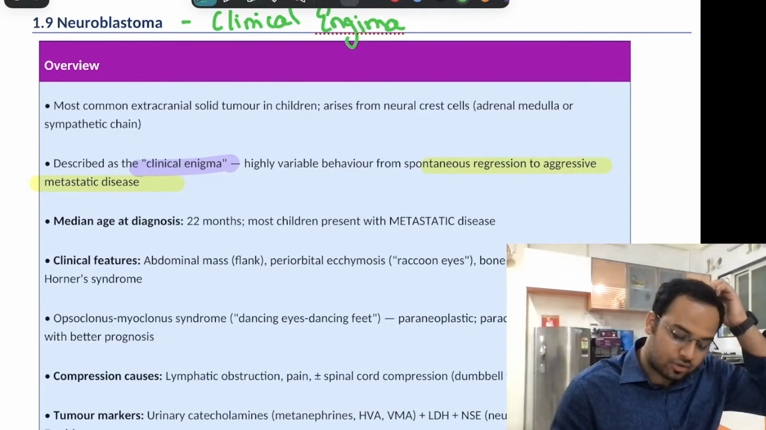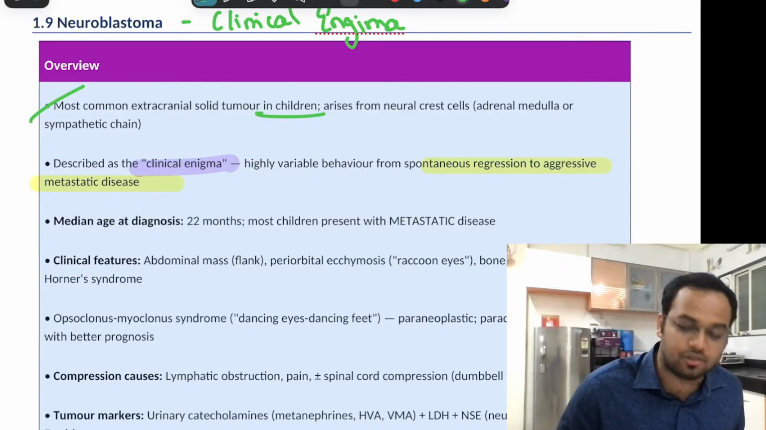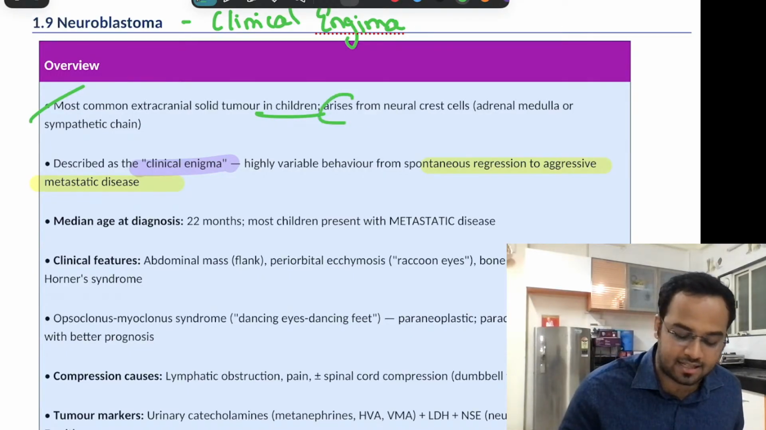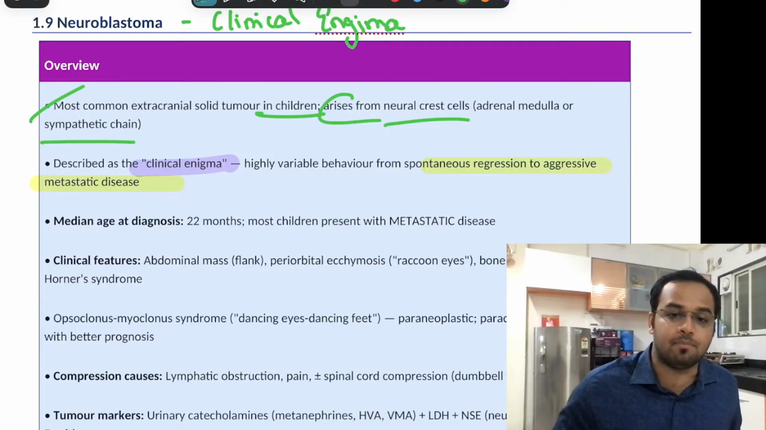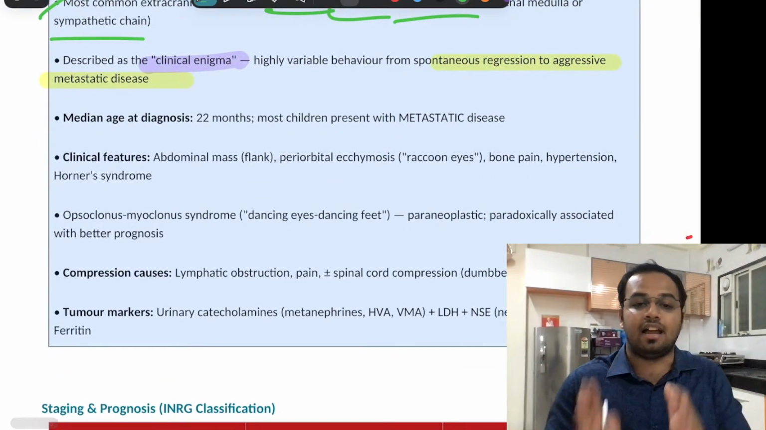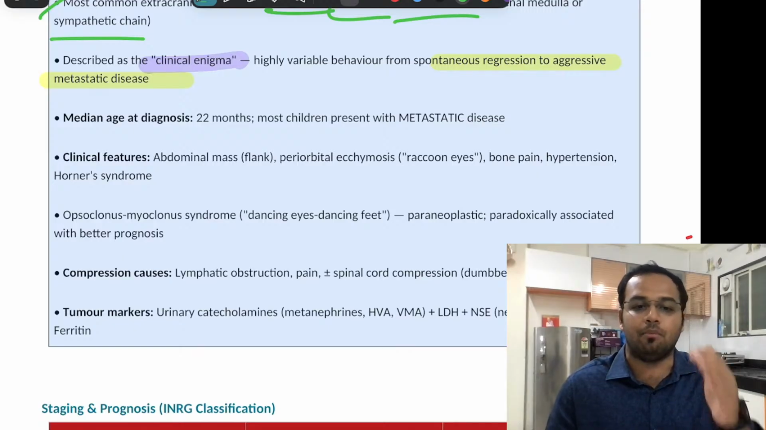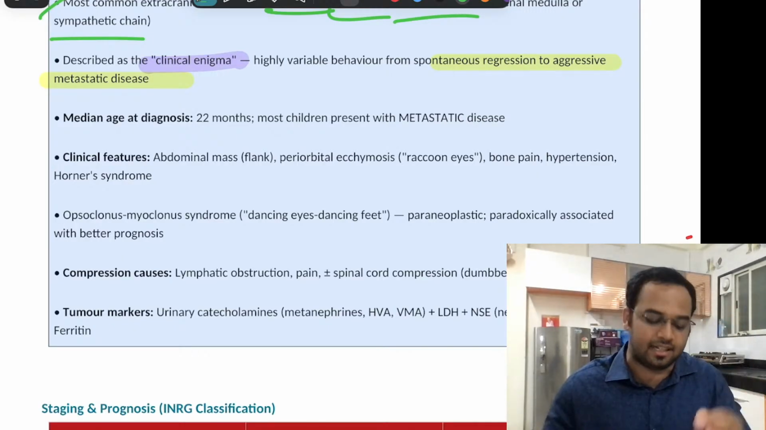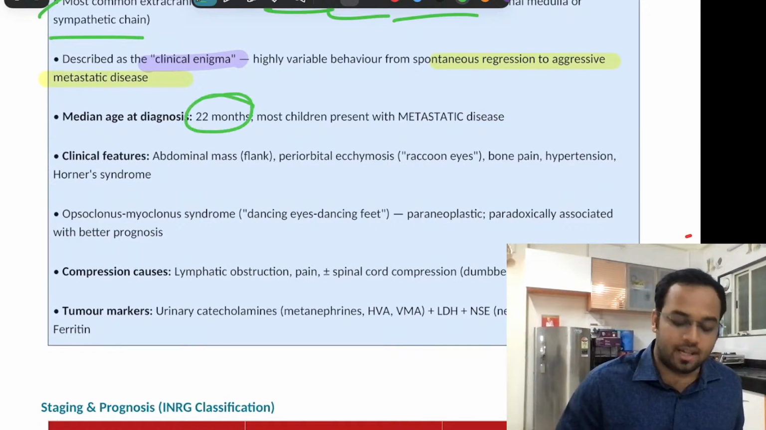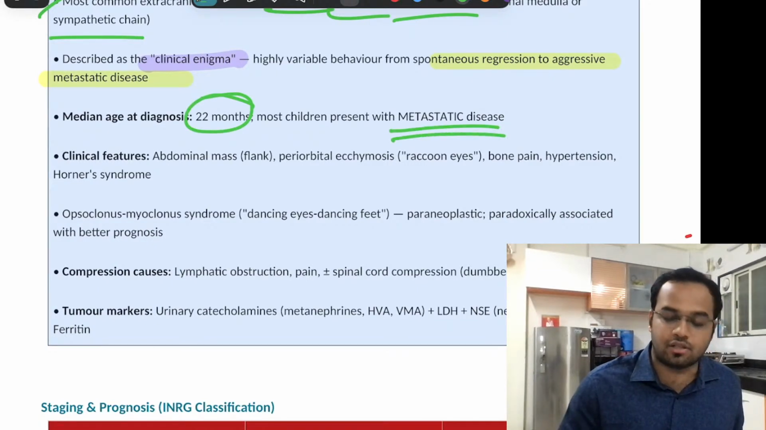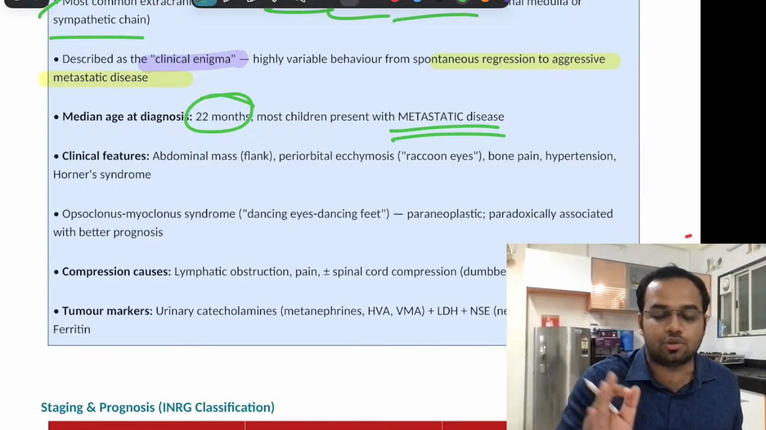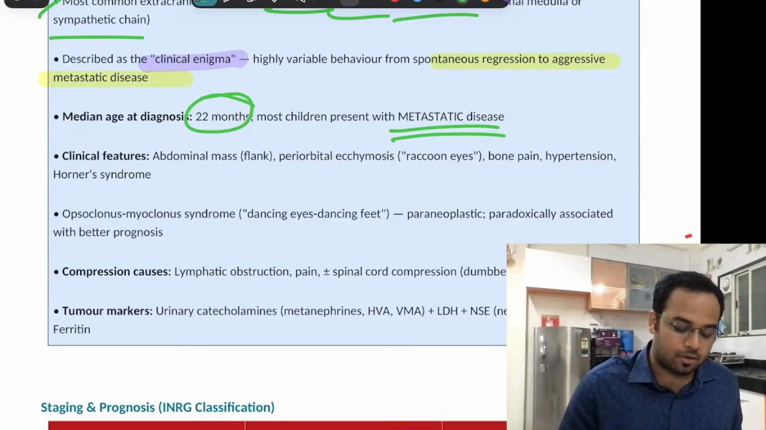The most common extracranial solid tumor malignancy in the children, arising from the neural crest cells and from the sympathetic chain. So we have seen that kidney का most common tumor is going to be your nephroblastoma. The another important malignancy which is going to be most common extracranial malignancy, it is going to be your nephroblastoma. Median age is around 2 years when the child is going to present, and it is always going to present with a metastatic disease, क्योंकि जो बचपन में ट्यूमर रहने वाला है, it is going to regress on its own. जो ट्यूमर बढ़ेगा, it is going to present with metastasis.